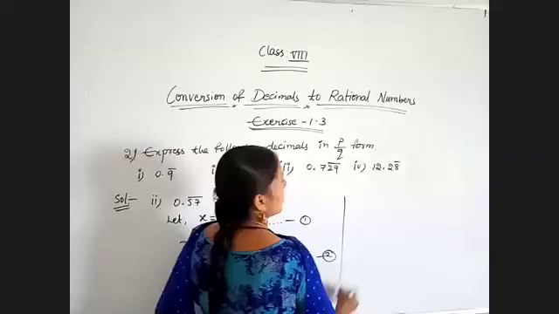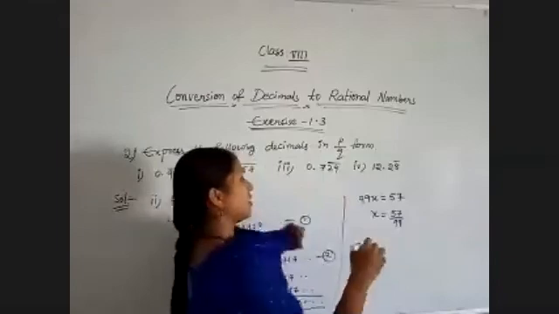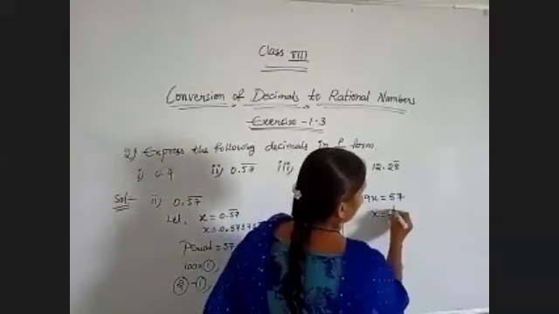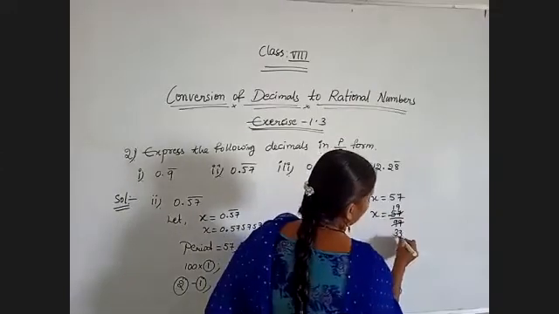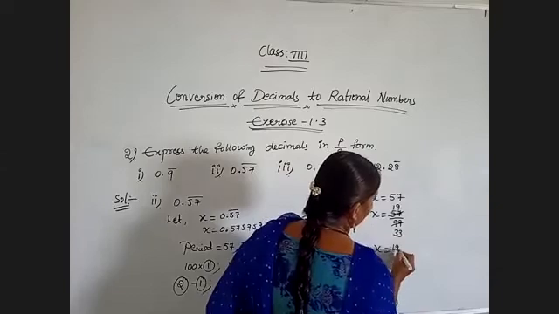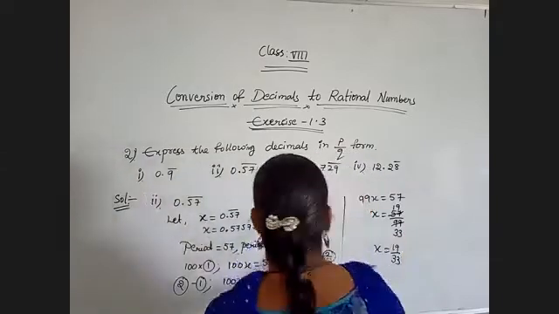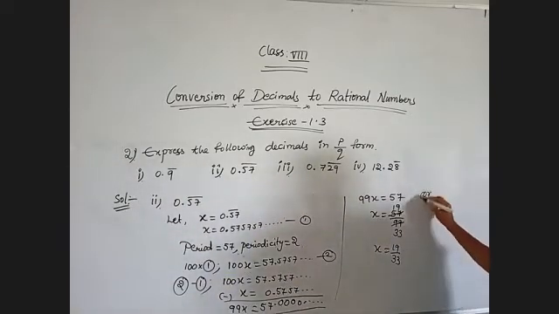Then x is equal to 57/99. Okay. Then both can cancel in the 3 table. 3 1s are 3, 3 9s are 27, 3 3s are 9, 3 3s are 9. So x is equal to 19/33. So we need to write the answer in simplest form. So another method, that is the shortcut method.